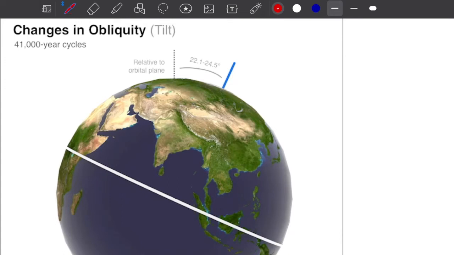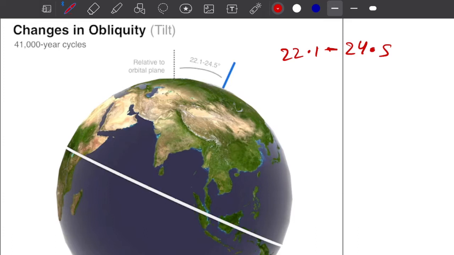So what does axial tilt mean? It is also known as obliquity. Obliquity refers to the tilt of Earth's axis relative to the plane of its orbit. So relative to the plane of its orbit, it is tilted 23 and a half degrees right now. But it is never the same. It varies between 22.1 and 24.5. In between these values, the tilt will change.